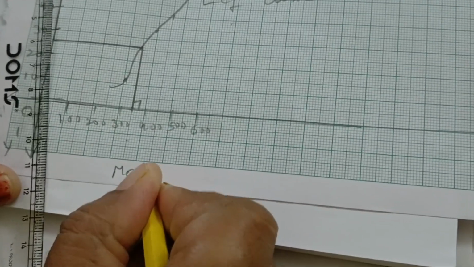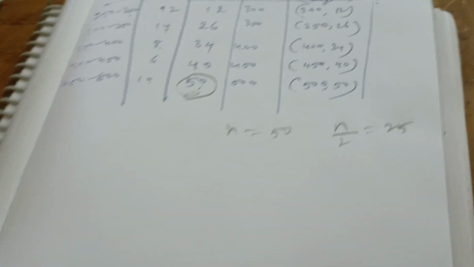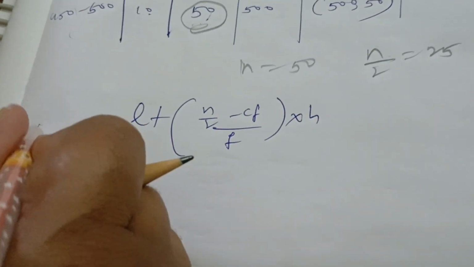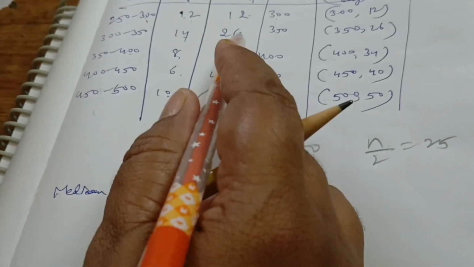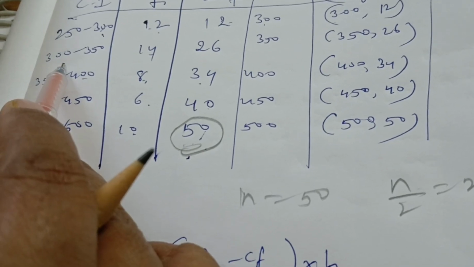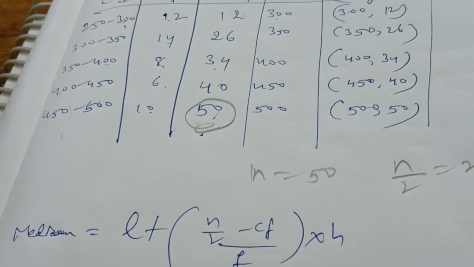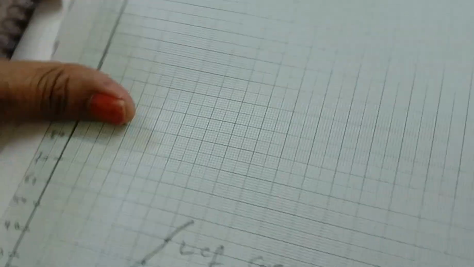So the median is 350. We can verify by the formula: L plus (N by 2 minus CF) by F into H, by identifying the median class. Here N by 2 is 50 by 2, that is 25, and more than 25 is the next, 26, so that is the median class, and L will be 300. Like that I can find it, and at last I will get 350, as I told previously how to do this method. So we can verify like this, and this is the less than ogive curve.